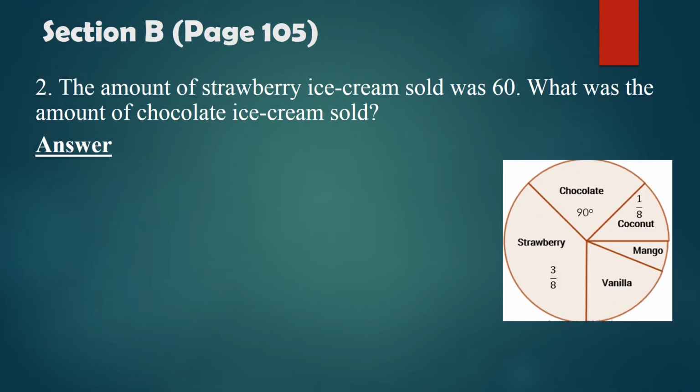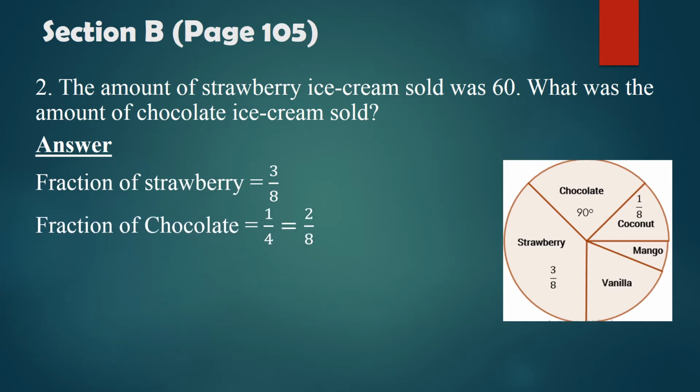And now let's move on to the second question. What was the amount of chocolate ice cream sold? Again, in order to answer this question, you have to know the fraction of the strawberry ice cream. The fraction of strawberry ice cream is 3/8. And the fraction of chocolate is 1/4. If we want to find the amount of chocolate ice cream, we have to convert it to have 8 as its denominator by multiplying it by 2. So we got the new fraction 2/8.